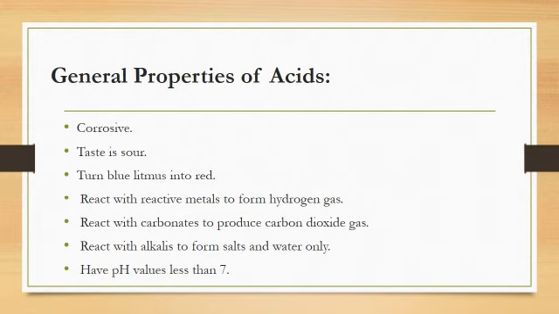Here are some general properties of acids. Number 1. Strong acids are corrosive. Number 2. Acids have a sour taste. Number 3. They turn blue litmus paper red. Number 4. Dilute acids react with reactive metals to form hydrogen gas. Number 5. Dilute acids react with carbonates to produce carbon dioxide gas. Number 6. They react with alkalis to form salts and water. Number 7. Acids have pH values less than 7.